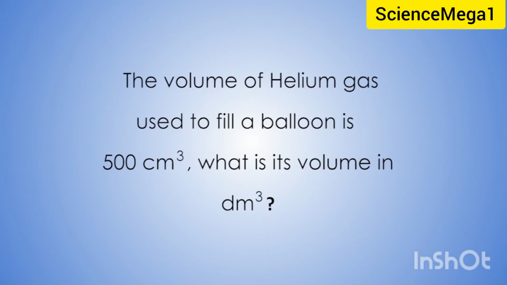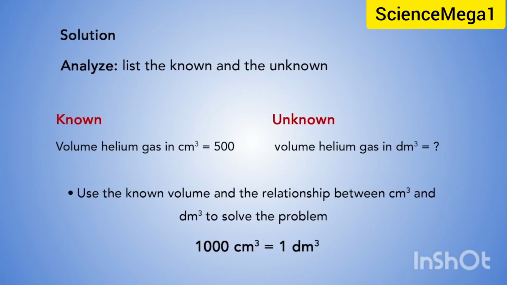The volume of helium gas used to fill a balloon is 500 cubic centimeter. What is its volume in cubic decimeter? Let's take the known and the unknown. We know the volume of helium gas in cubic centimeter to be equal to 500. But the volume of gas in cubic decimeter is what we are after, which we don't know.